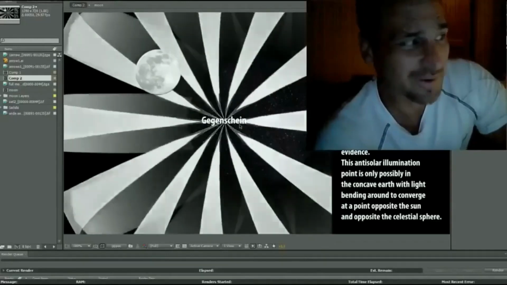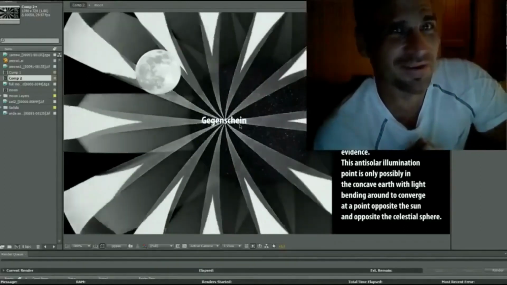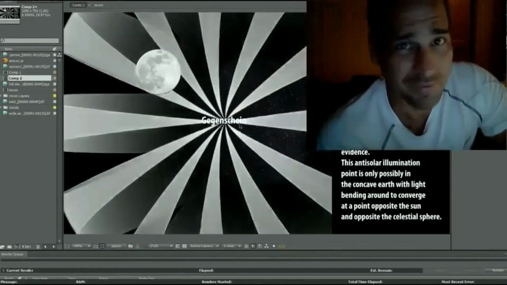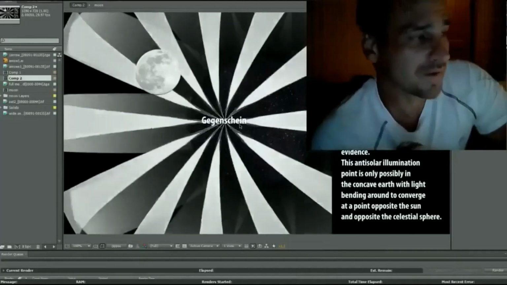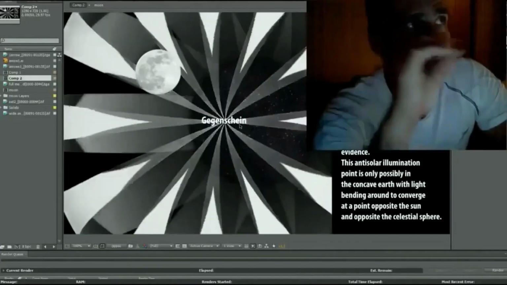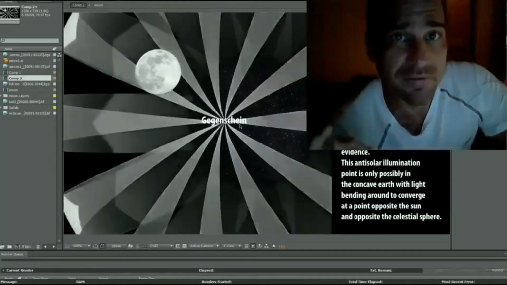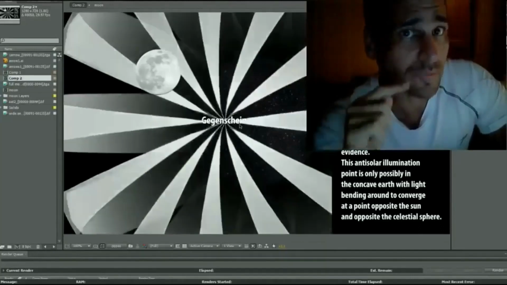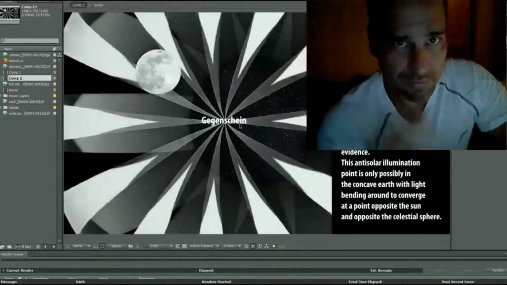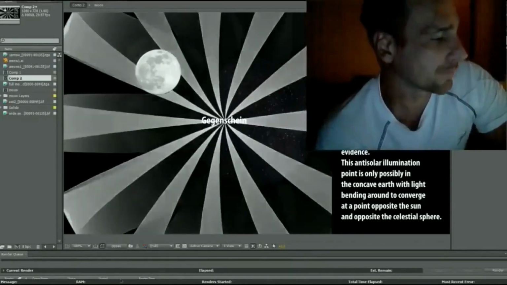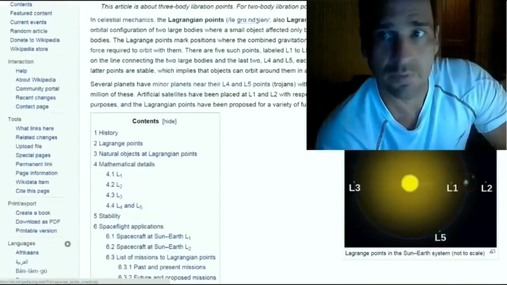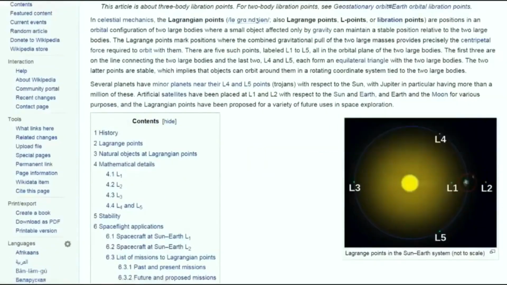Now, Gegenschein, it's very critical for you to understand why a lunar eclipse cannot work in a heliocentric model or a flat model either, because the Gegenschein is a faint patch of light directly opposite the sun, the anti-solar point of the sun. They call it the Lagrangian point number 2. I can show you that over here. Let me get me out of the way here. The Lagrangian point number 2 here.